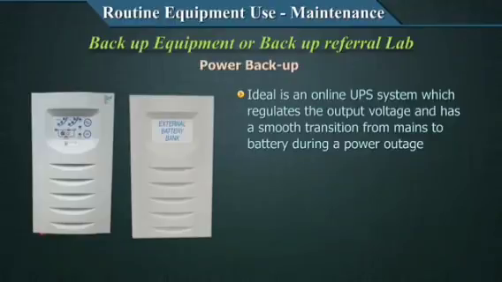Generally, the medium sized online UPS systems will give you 4 hours or at least 2 hours of backup depending upon how much equipment or how much electricity will be required for your lab for that period of time. And if you have an online UPS system, it will regulate the output voltage and has a smooth transition from mains to battery during an outage. This is something that every lab must give consideration to on having an online UPS system.